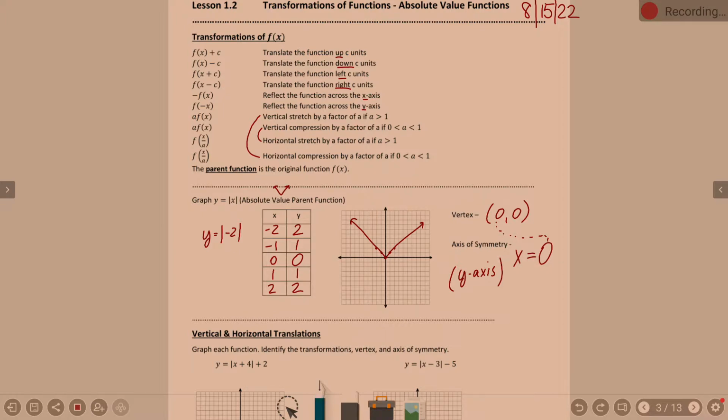So multiplying by a number out front is going to take my absolute value V, and which are we going to do here? Are we going to vertically stretch or vertically compress? Where does 2/5 fall? Is 2/5 greater than 1, or is it between 0 and 1? It's between 0 and 1, isn't it? It's a fraction where the smaller number's on top. So this is going to be a vertical compression.